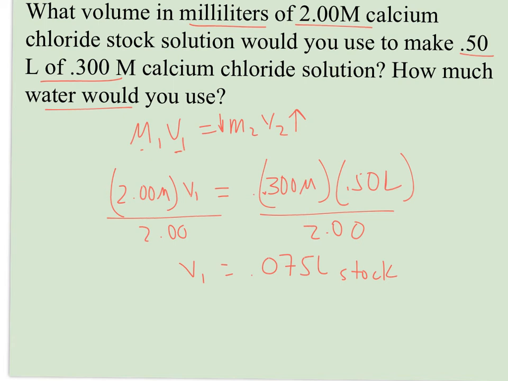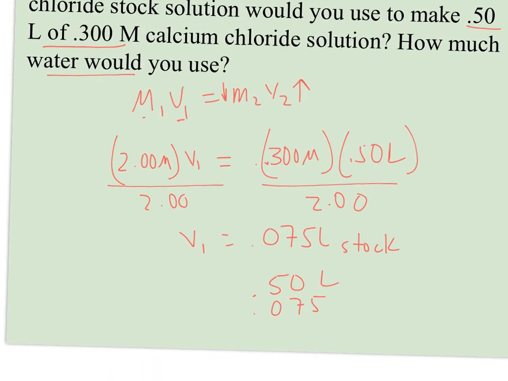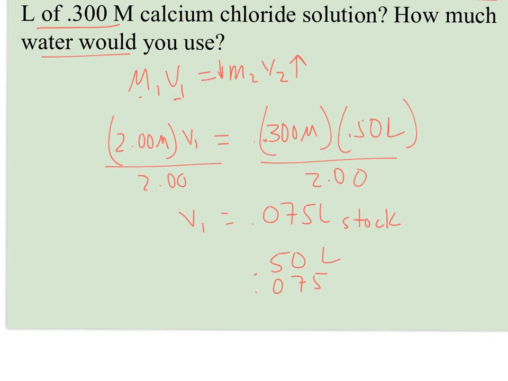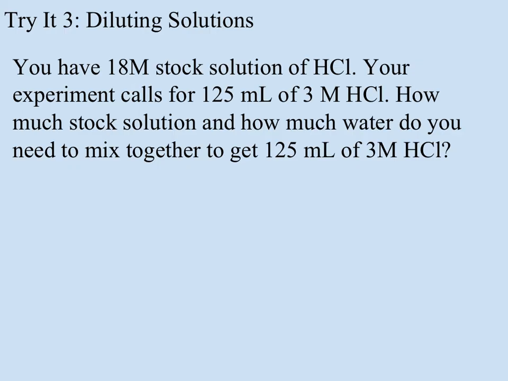How much water do I add? Well, if I want 0.50 liters total, and I know that 0.075 liters is my stock solution, I just need to subtract these two to come up with the amount of water I should be adding. So when I subtract these, that means I should be adding 0.425 liters of water. So now I know how much stock, how much concentrate, how much water, and together they will give me my 0.50 liters. So here's one for you to try.